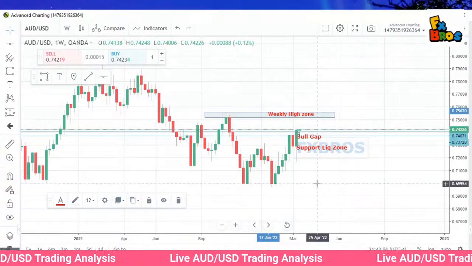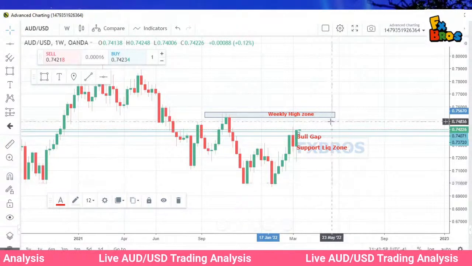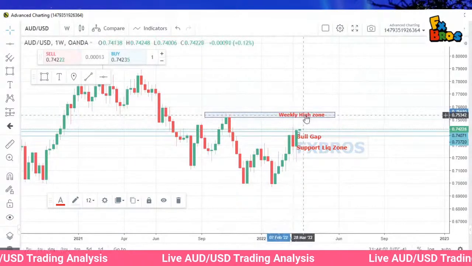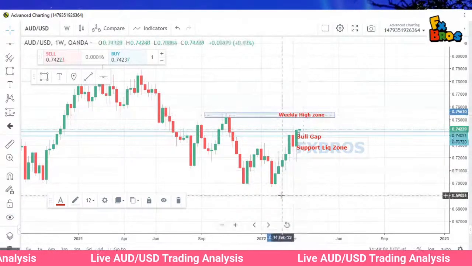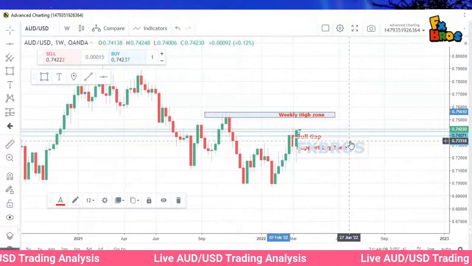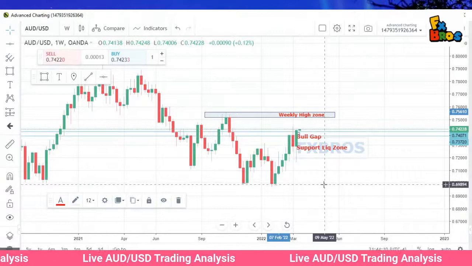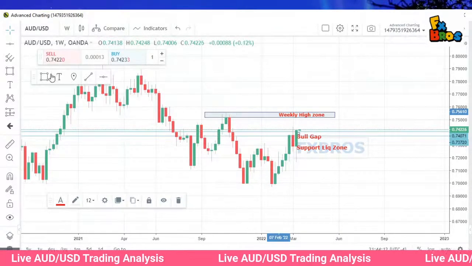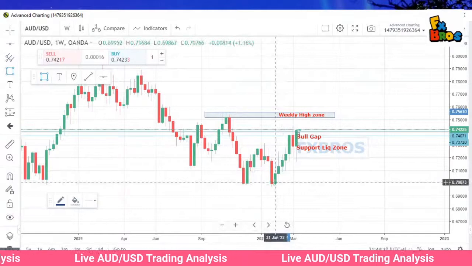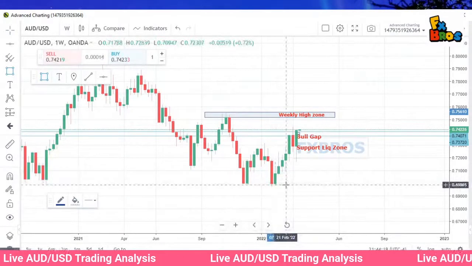If it hits those weekly highs, that'll be another nice week. I mean, it can definitely do that. It could definitely reach that. I mean, it's been bullish since the end of January, and it ain't looked back.